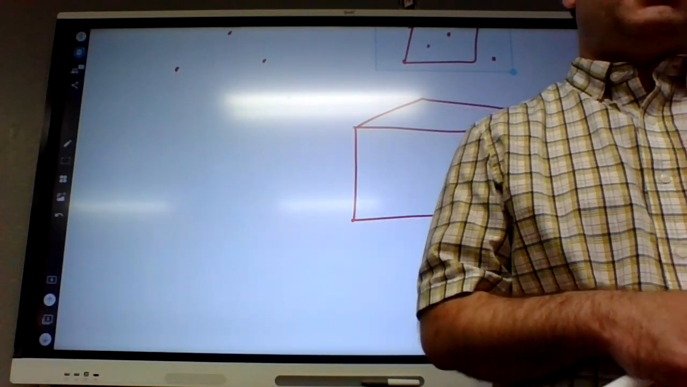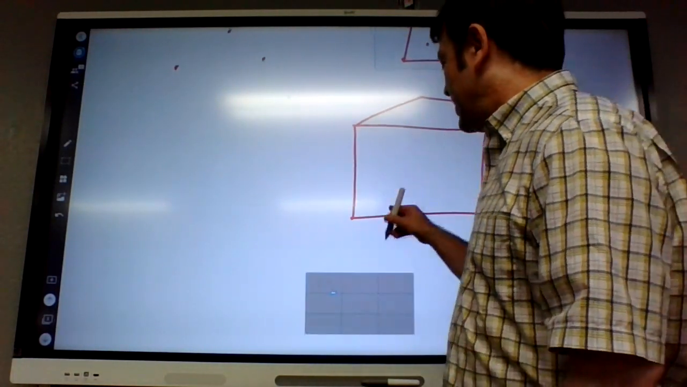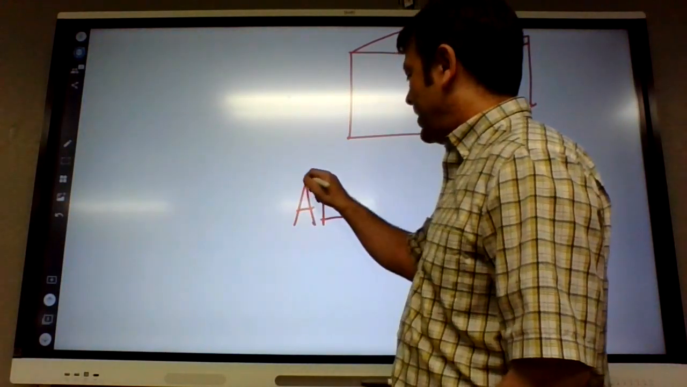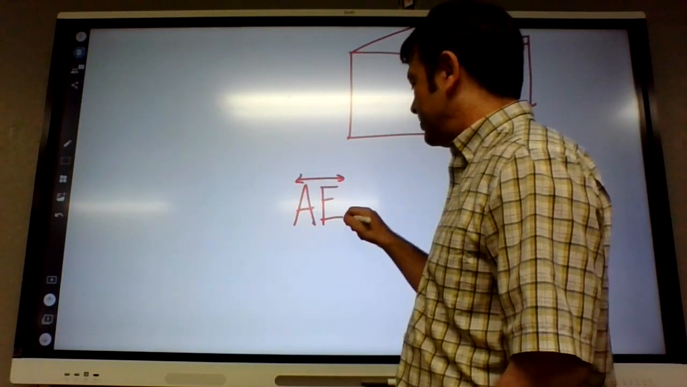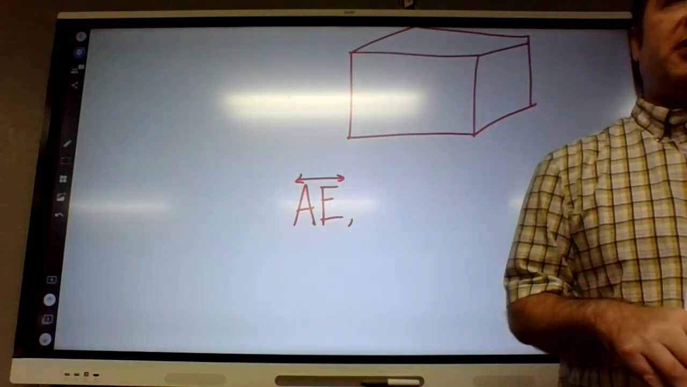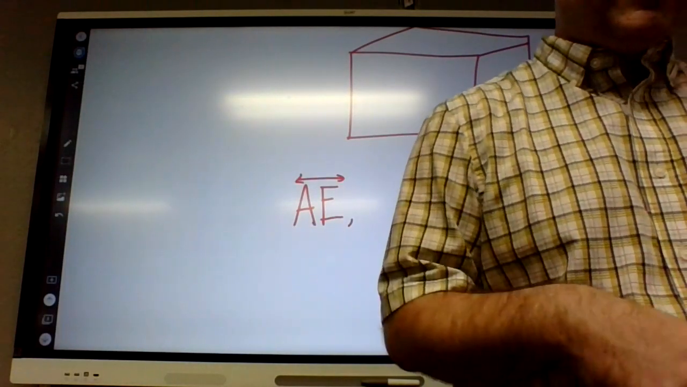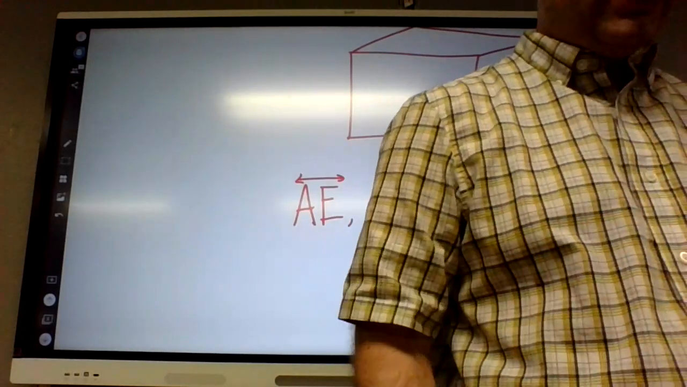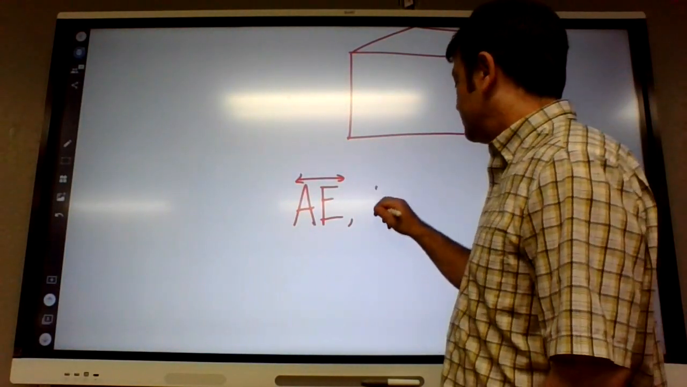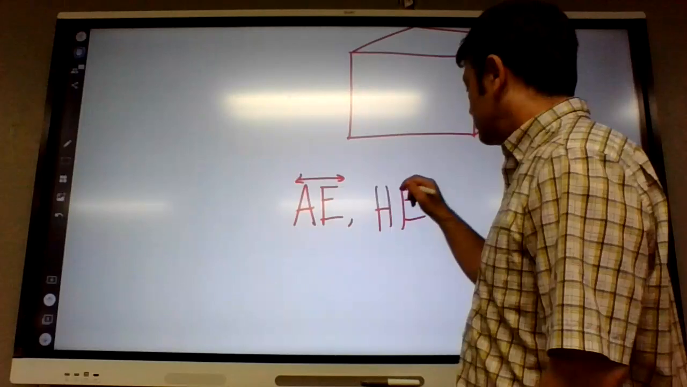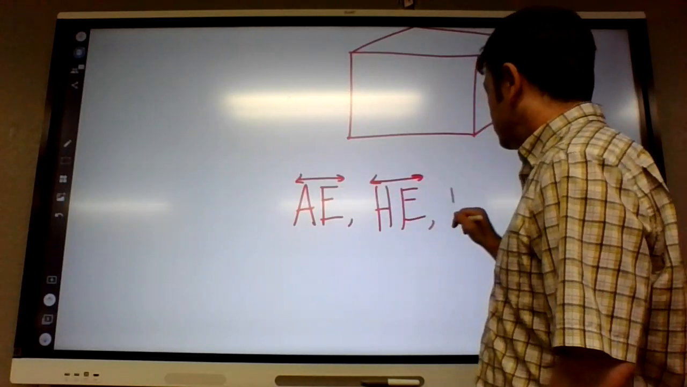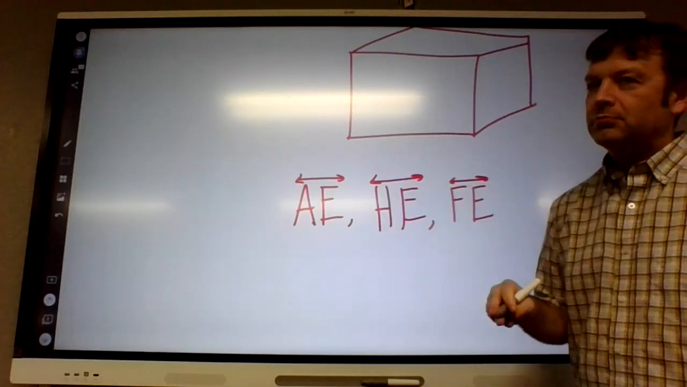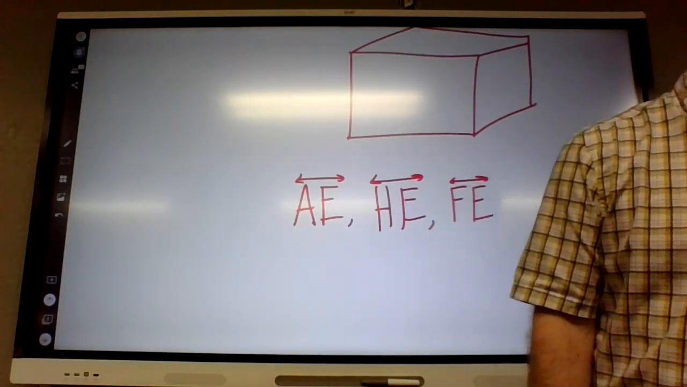Notice they all have E in their name. So how would we label that? Well, you just say AE and then put the line symbol on top. The symbol does matter because later on we're going to be doing line segments and rays, and they have different symbols. And half lines, they have different symbols. So AE, HE, and FE. All right.